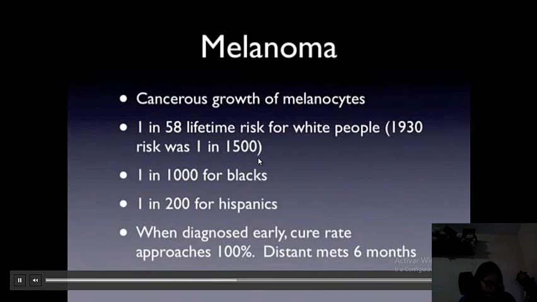About 1 in 58 Caucasians in the United States will now get melanoma in their lifetime. That risk was about 1 in 1,500 back in 1930. So our habits, our culture of sun-seeking and the use of tanning beds has greatly increased our risk for melanoma. The risk is 1 in 1,000 for African Americans. If you have dark skin, you have natural sun protection, and so your risk for melanoma is lower. It is 1 in 200 for Hispanics.